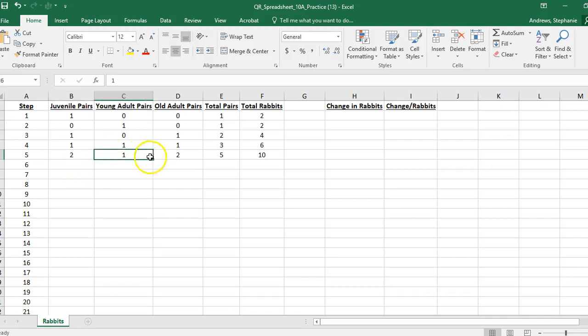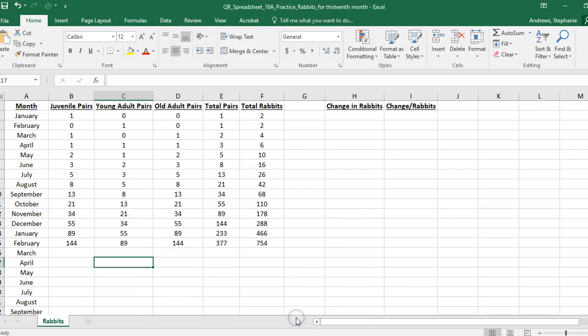We have 1 young adult pair, 2 old adult pairs, so that's a total of 3. So we have 3 new juvenile pairs being bred. The old juvenile are now going to be young adult. There'll be 2 of them. And the old young adult will now join the old adult, and so we have 3 total old adult pairs. When we add the 3, the 2, and the 3, we have 8 pairs now, and 8 times 2 is 16.